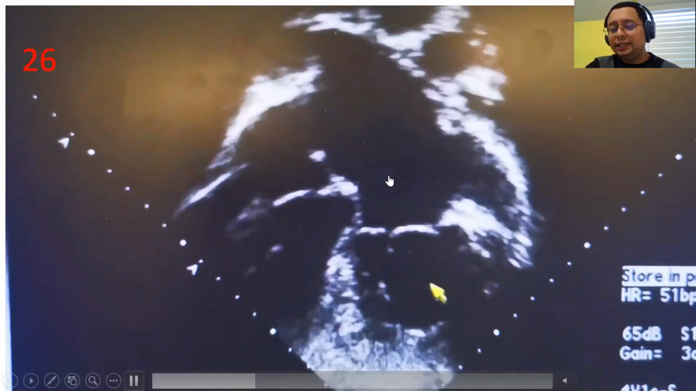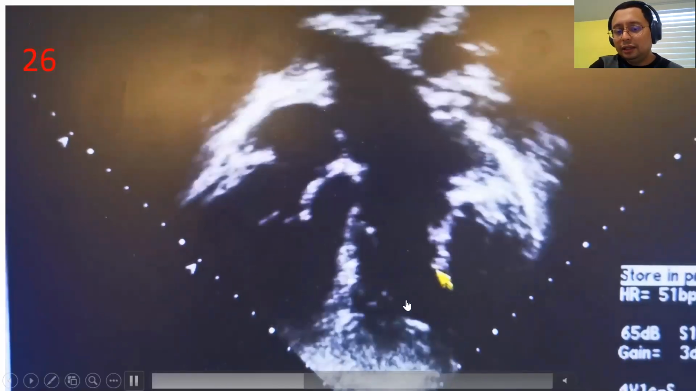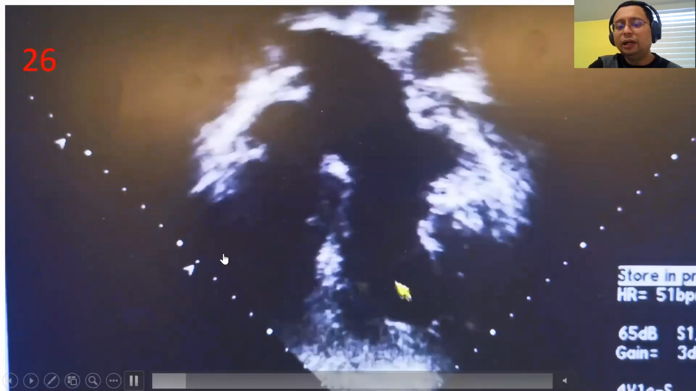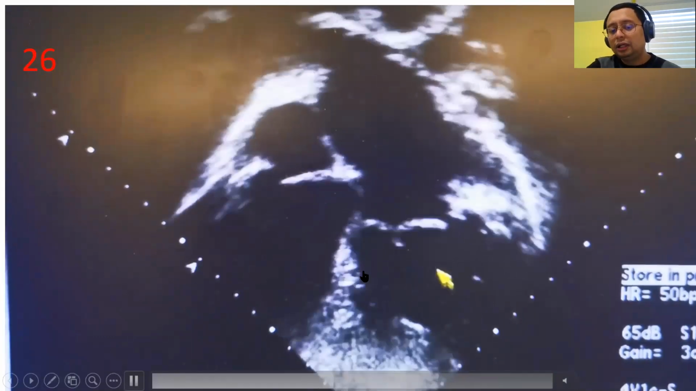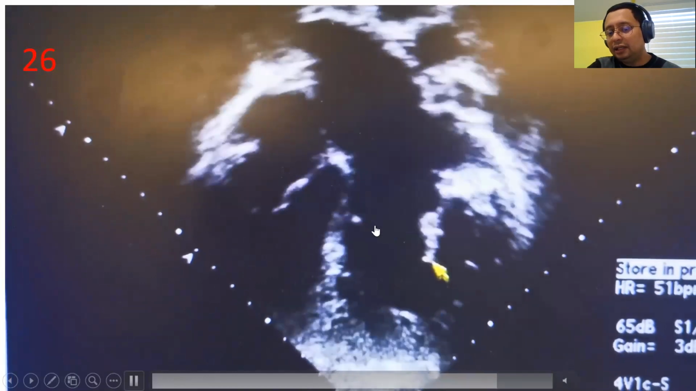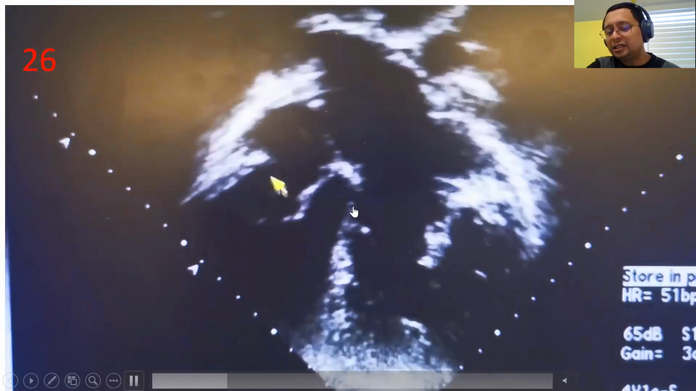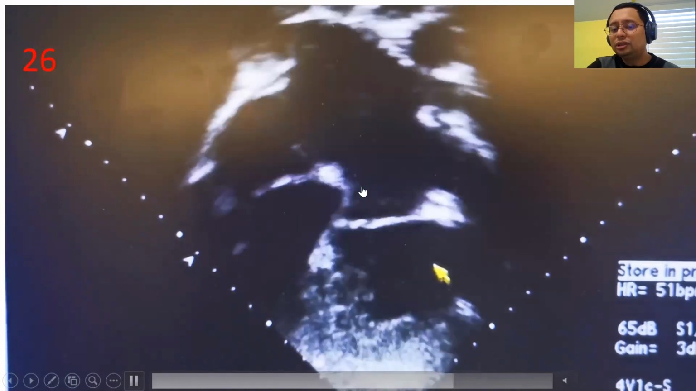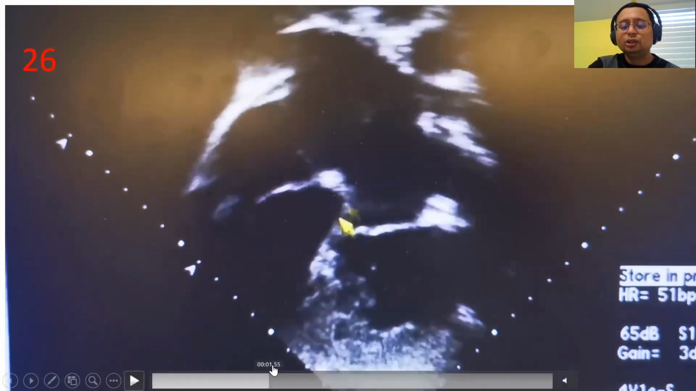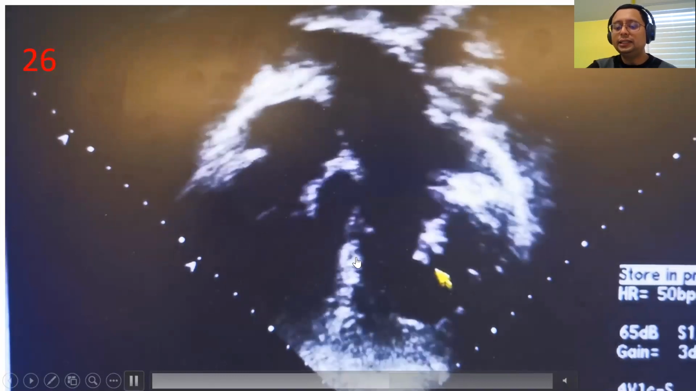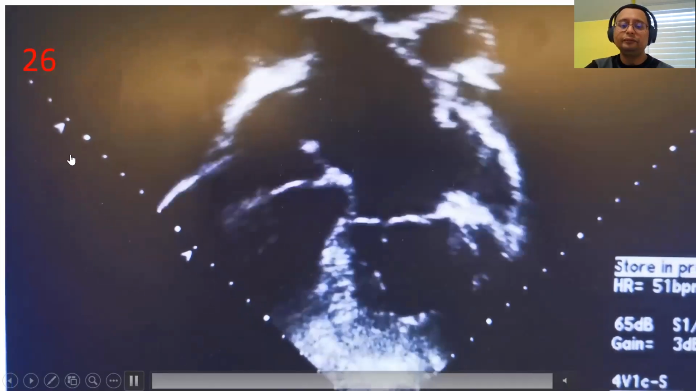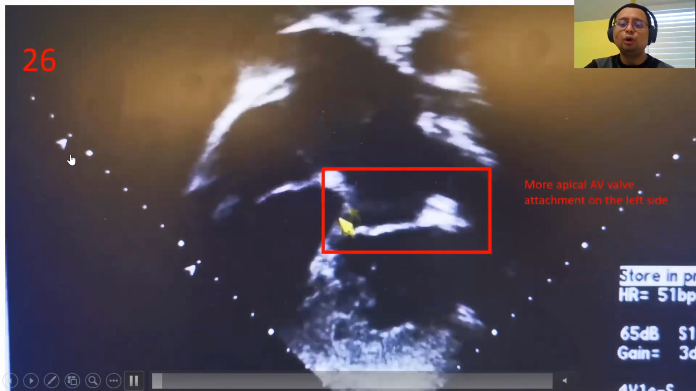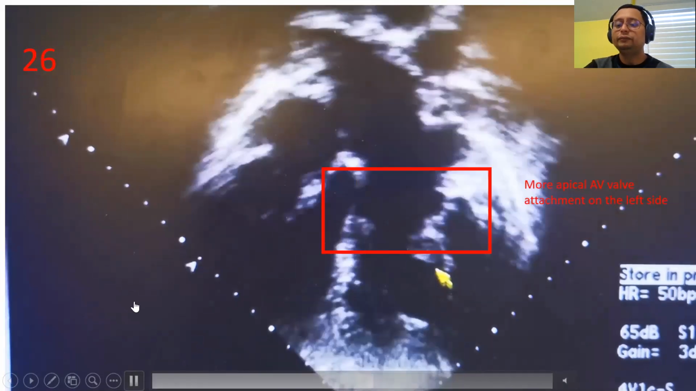All right. You can see here, this is supposed to be the left ventricle. This is supposed to be the right ventricle. But you see something very wrong. How come on the right side the leaflet is more apically attached? This looks like a tricuspid valve, so this must be the right ventricle on the left side. That further tells you that this is L-transposition of the great arteries, with a more apical AV valve attachment on the left side.